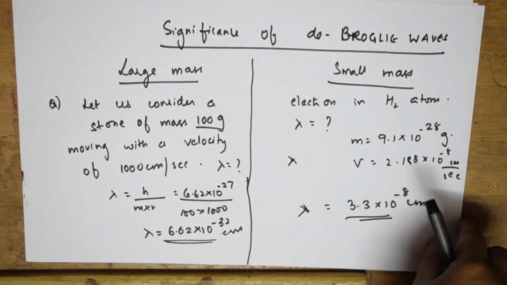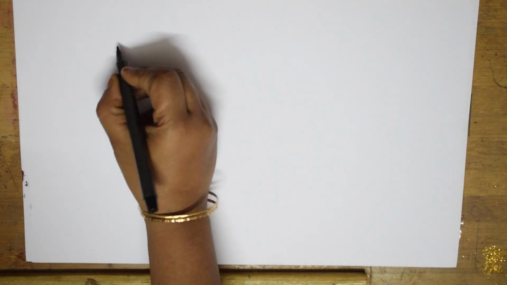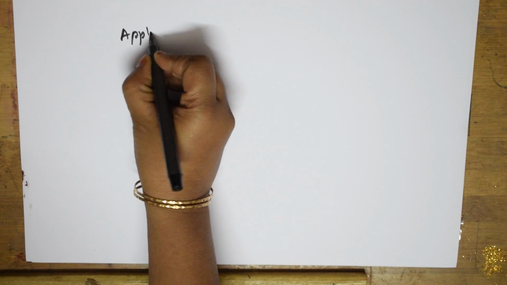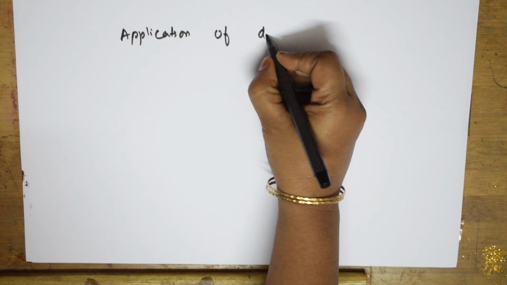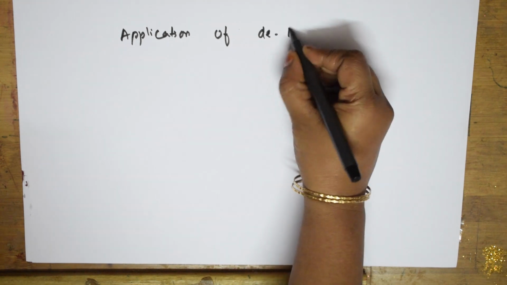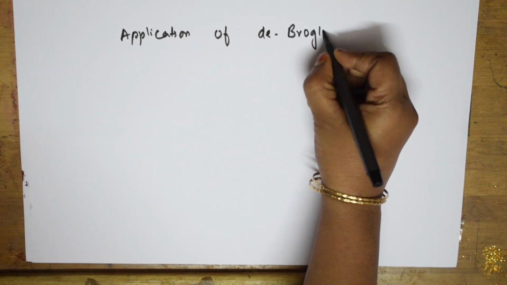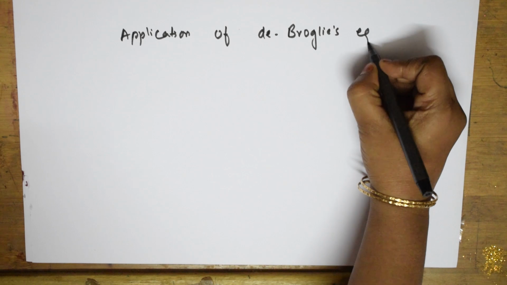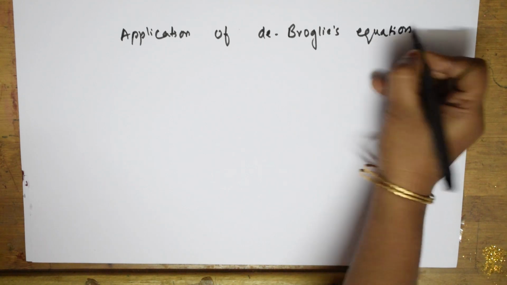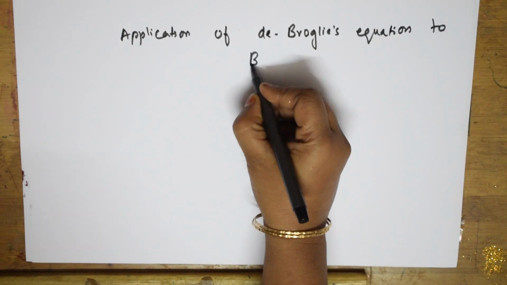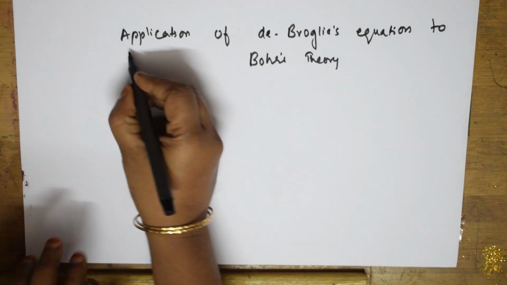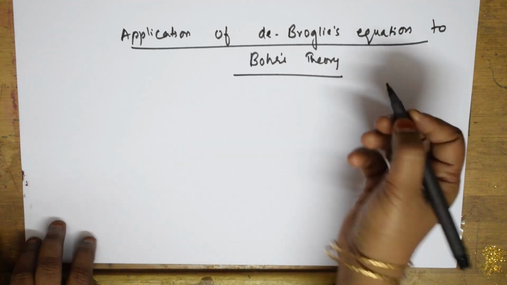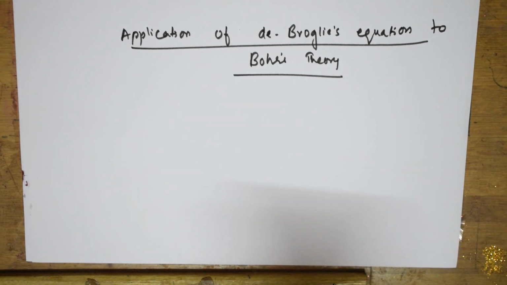Fine. Now here I am going to apply de Broglie's equation to Bohr's theory. Why am I taking this concept? Because Bohr always said the electron rotates in circular orbits, and the orbits are fixed. What are the shells? Those are the K, L, M shells, isn't it? Right. So I'm going to apply de Broglie's equation to Bohr's theory. Here we are going to learn the terms in phase and out of phase. Okay, let's see what it is.